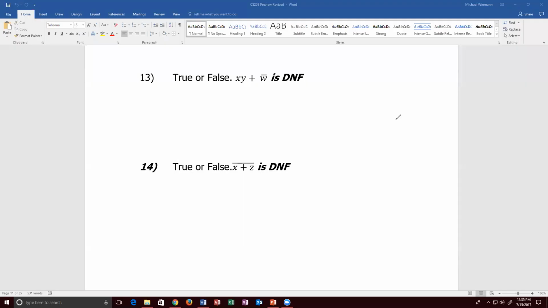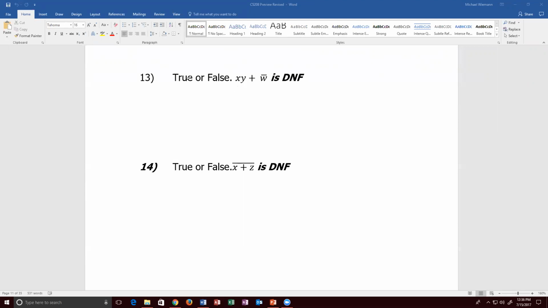Looking at problems number 13 and 14, we are asked to determine if something is in disjunctive normal form. From a disjunctive normal form perspective, you cannot have parentheses embedded inside of it, and or you cannot have a full complement over a grouping of terms. Again, this was discussed back in week 3 and week 4. Go ahead and take a look at your notes. I have a Word or a PDF file out there that goes through the different rules of both disjunctive normal form and conjunctive normal form.